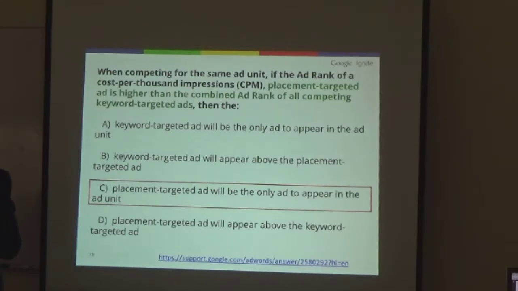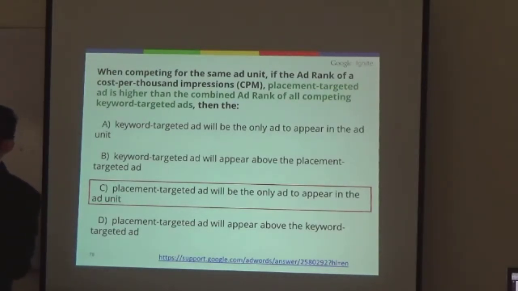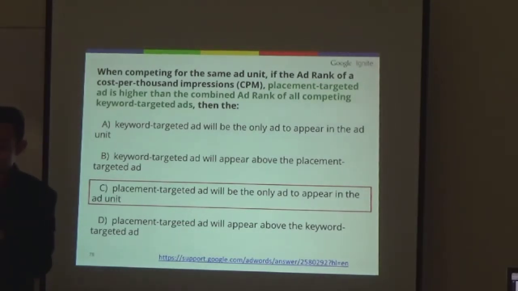So the placement targeted ad will be the only ad appearing in the ad unit. So the CPC guys, their image ads will not be shown. Because why? The CPM placement targeted ad has a higher ad rank.